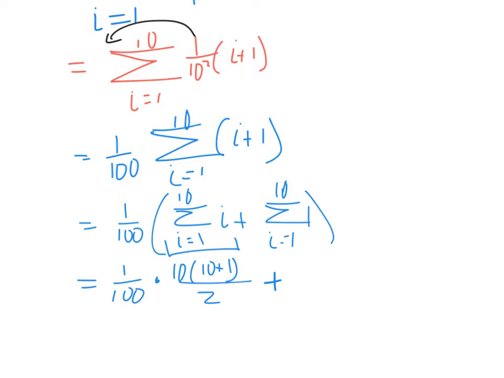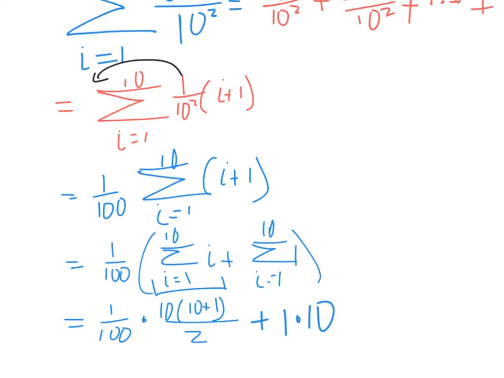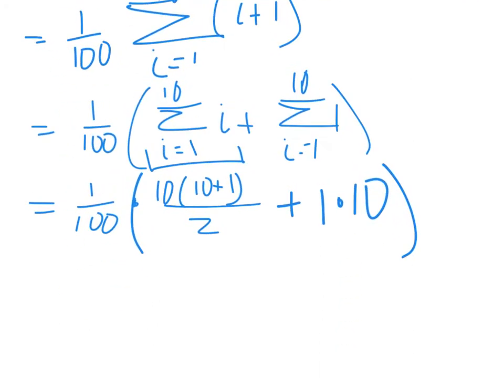Plus, well, here we're going to add up 1 and a 1 and a 1 and a 1 and a 1. We're going to do that 10 times. So it's just going to be 1 times 10. And we've got to remember that this is in parentheses there. Let's get some blue parentheses. Okay. So let's clean that up, and we'll be done with this part.